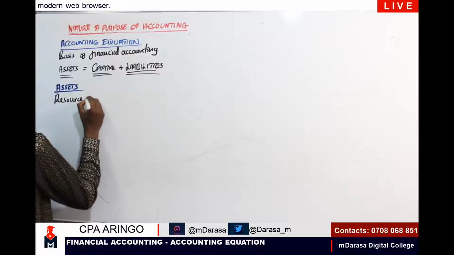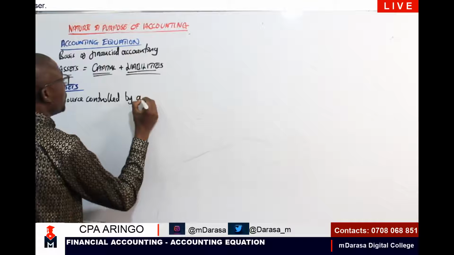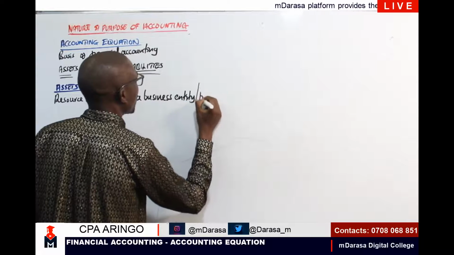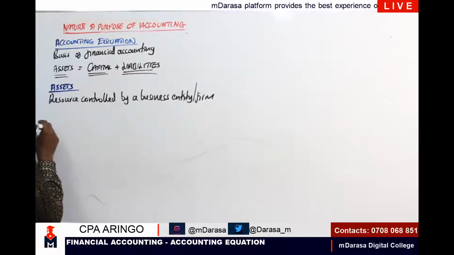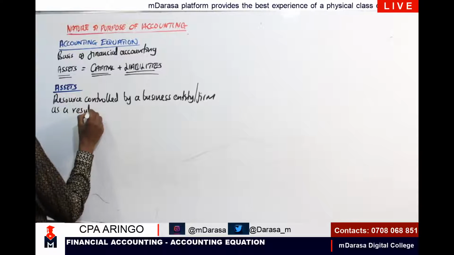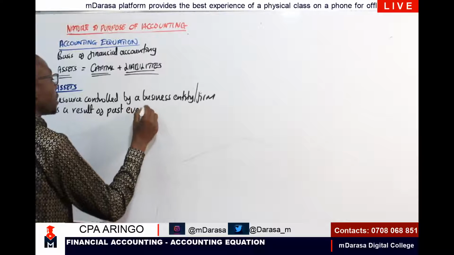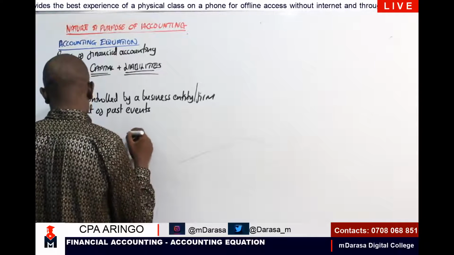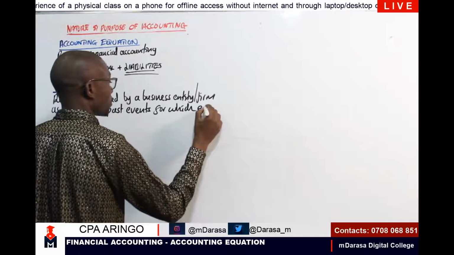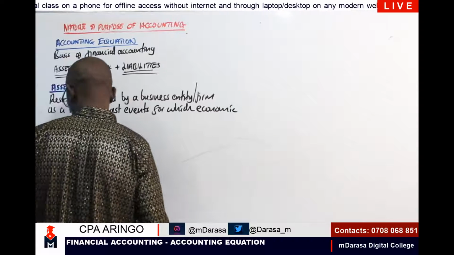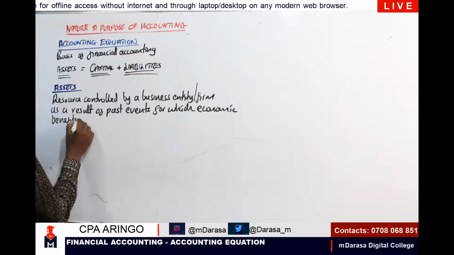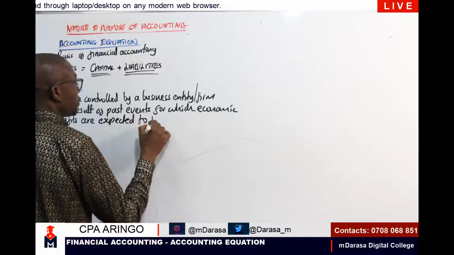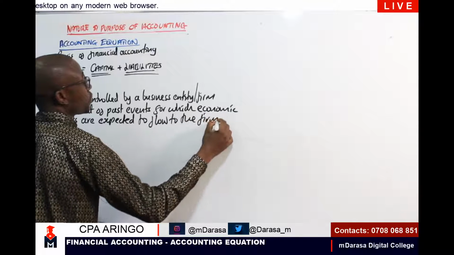These are resources controlled by a business entity or a firm, as a result of past events, for which economic benefits are expected to flow to the firm.